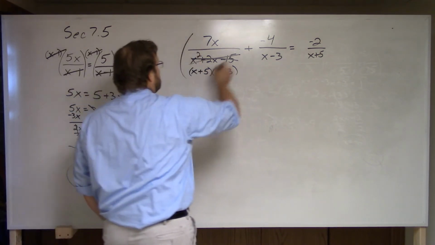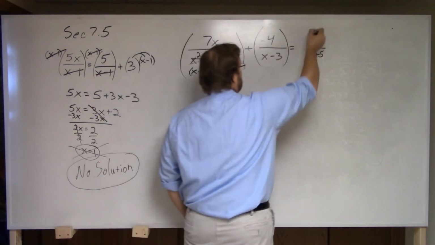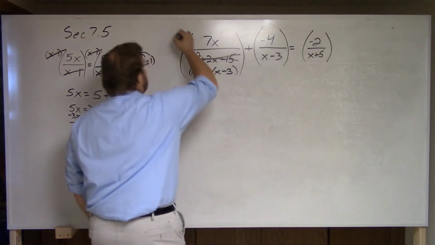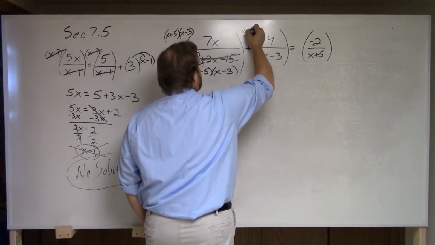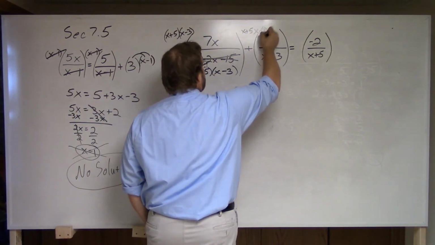Now, I can see that my LCD is the x plus 5 and the x minus 3 combined. So I'm going to multiply all 3 terms by the x plus 5, x minus 3. X plus 5, x minus 3.